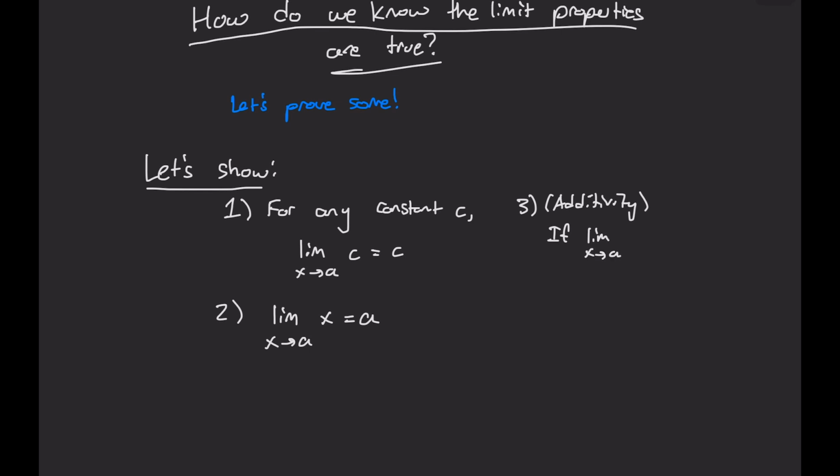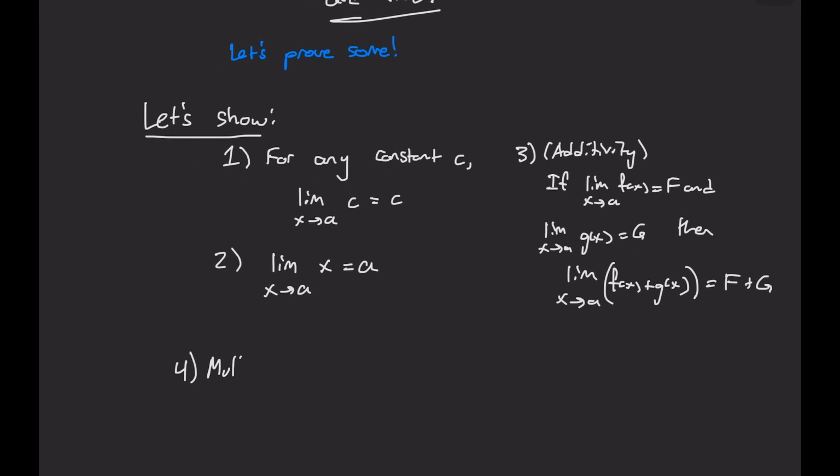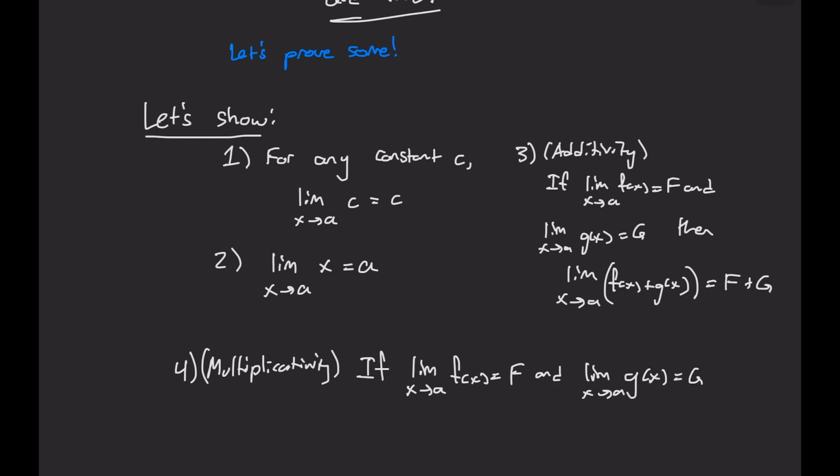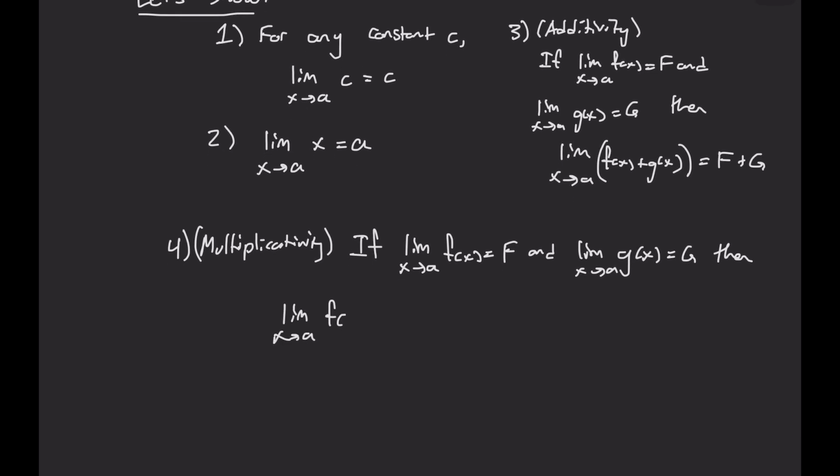So if the limit as x goes to a of f of x is capital F, and the limit of g is capital G, then the limit of the sum, so as x goes to a of f of x plus g of x, is the sum of the limits. So capital F plus capital G. And four, we'll do a multiplicativity property, or the product rule for limits. It says that if the limits of f and g exist, and they're capital F and capital G respectively, then the limit of the product, so f times g, is the product of the limits. So capital F times capital G.